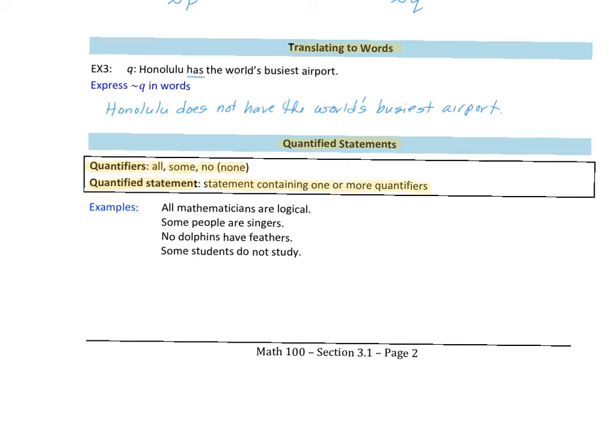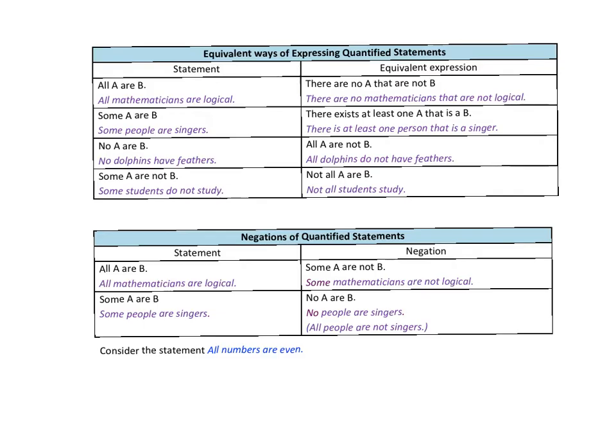Some examples of quantified statements would be all mathematicians are logical, some people are singers, no dolphins have feathers, some students do not study. So these are examples of quantified statements. So quantified statements can be a little bit tricky. So we're going to look at two things. We're going to look at equivalent ways that we can say a quantified statement, and then we're going to look at negations of a quantified statement.